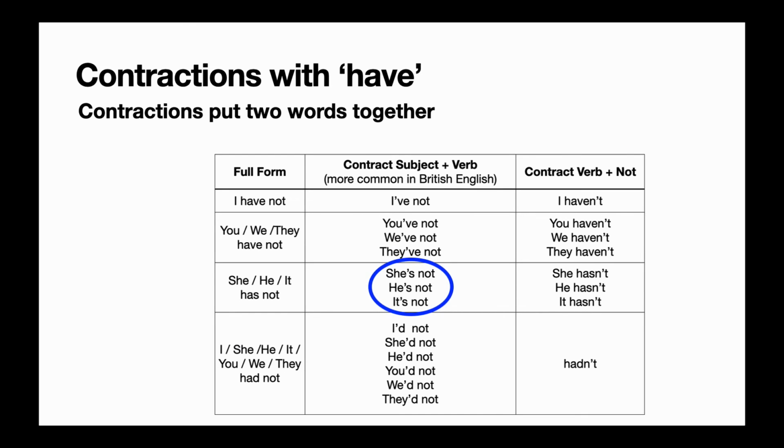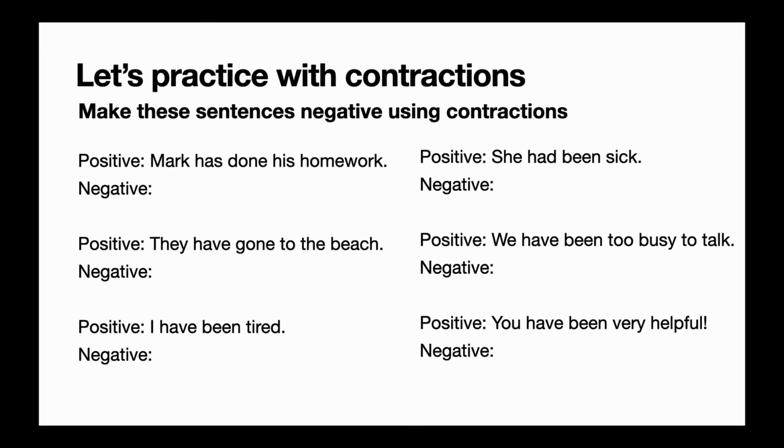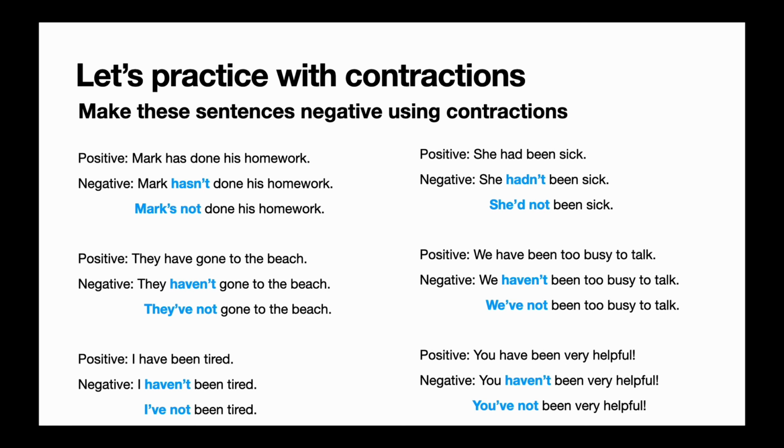Notice in this middle column, she's not, he's not, it's not, has the exact same form of the contractions for is not. And that's totally fine. You can always tell what contraction is being used from the context, from the sentence. So again, let's practice. Pause the video and make these sentences negative using contractions. I put the American English forms first because that's what's more common in America.